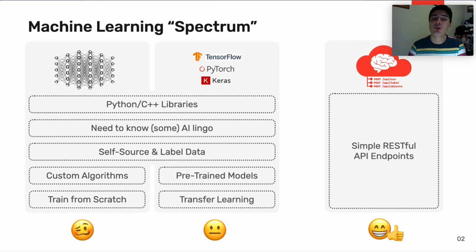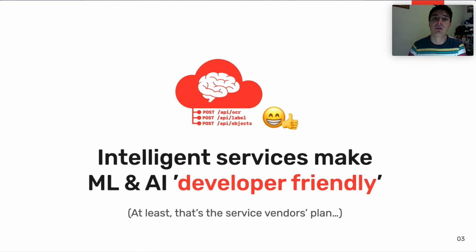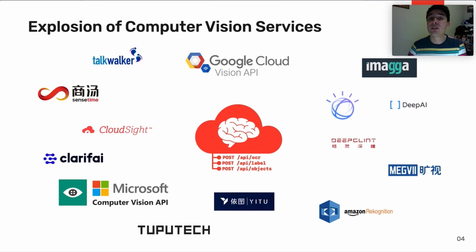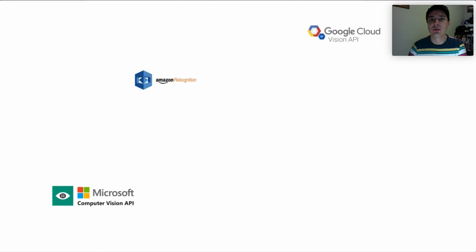A different approach would be to use a cloud-based service that provides the power of ML through RESTful API endpoints. Through the use of these cloud-based endpoints that developers are already accustomed to, such services have been dubbed as developer-friendly machine learning. We've seen an explosion of these types of services, especially in computer vision.